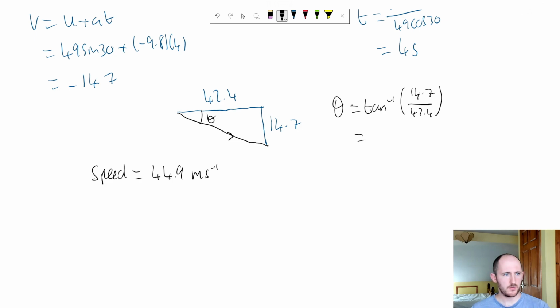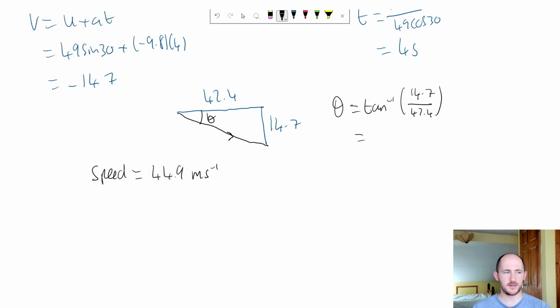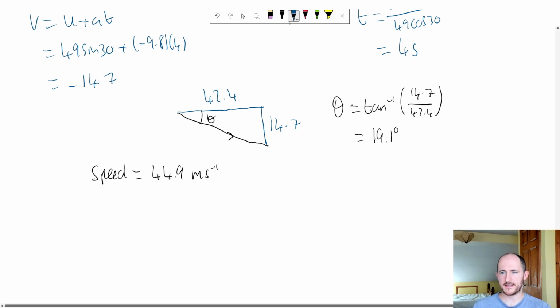Again, scoot the old calculator over. I can't even read my writing. 42.4. I thought it was 47.4 for a second. 19.1 degrees. So in other words, it's moving at a speed of 44.9 meters per second, 19.1 degrees below the horizontal. Which again, makes sense, right? Because it's coming back down to the ground.